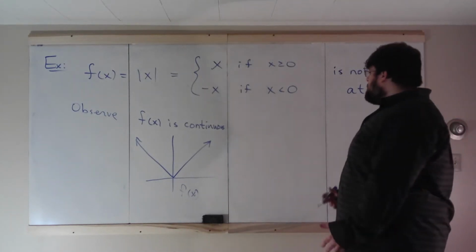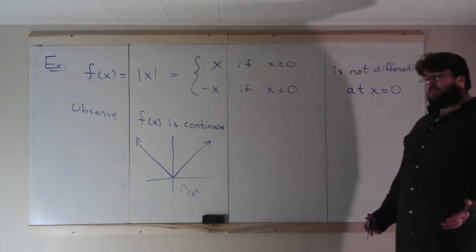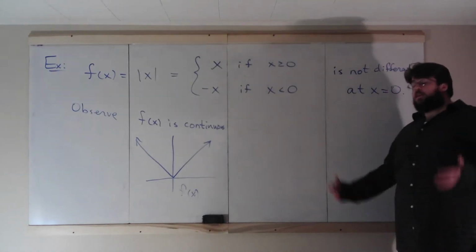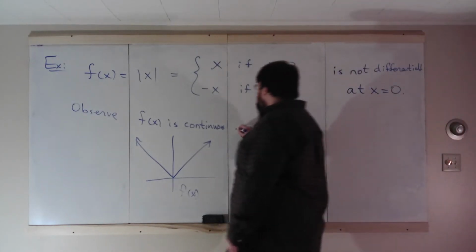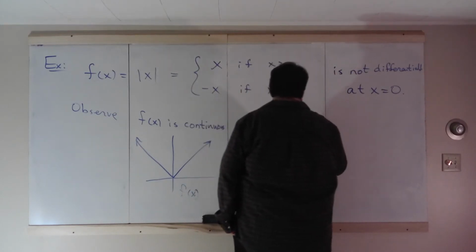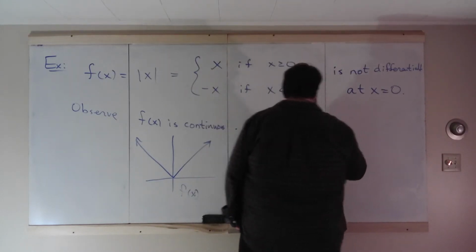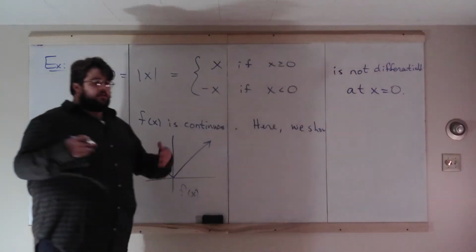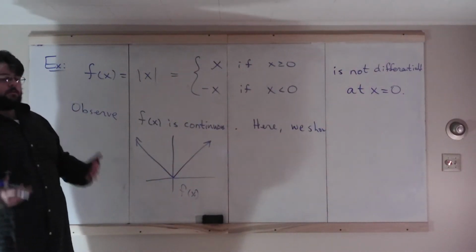And the limit could exist. The limit may not exist. So here, we show that the limit does not exist. We're going to show it informally.